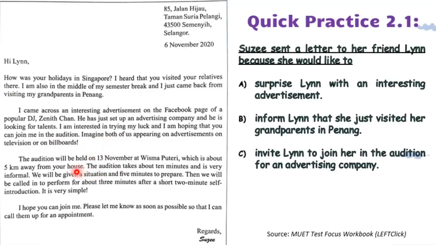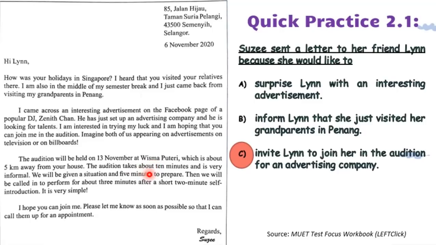So if we look at option 3, invite Lynn to join her in the audition for advertising company. Don't you think this option is much more appropriate to answer this question? The answer is C. Because if we look at the supporting details here, it's very clear that Susie wrote the letter because she wants her friend Lynn to join her for the audition. So it's very clearly stated there.